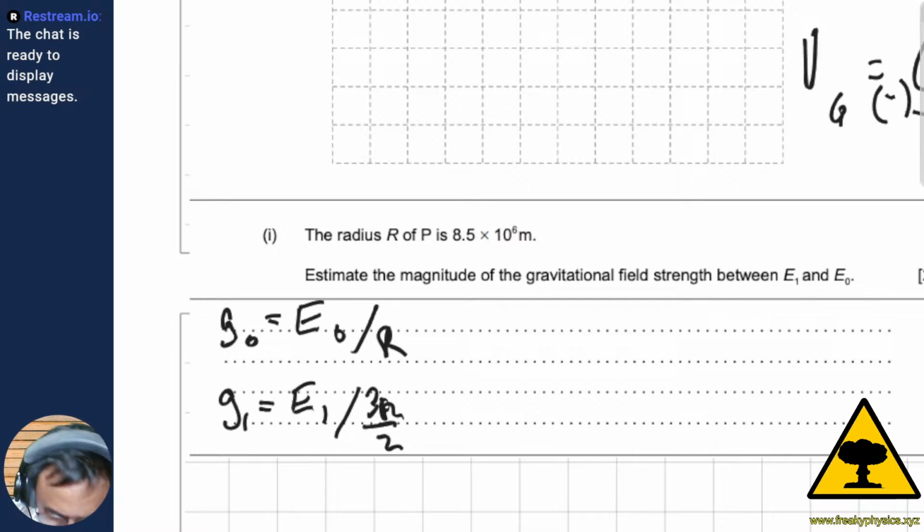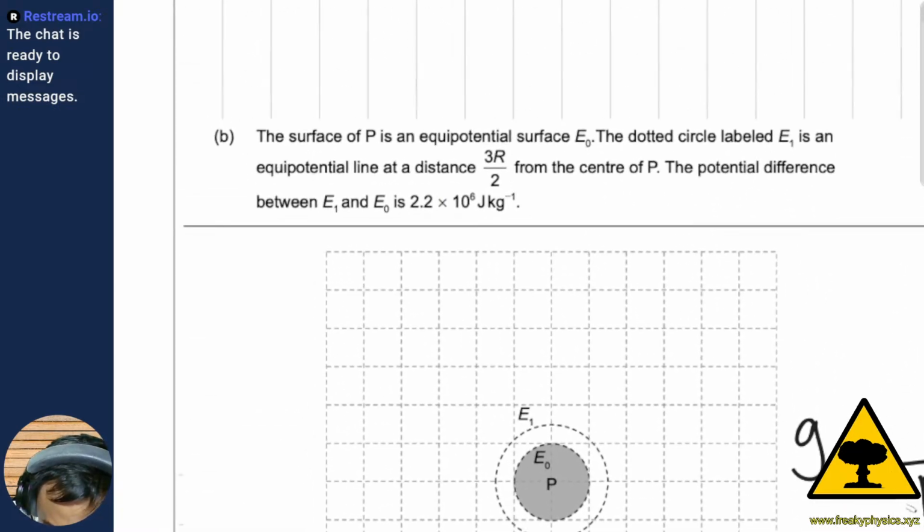Okay, since we're now looking for the difference, this is going to be the difference in g. Estimate the magnitude of the gravitational field strength between E1 and E0. Okay, all we're going to do now is put our values in here and find g for both. So we just put our value in.